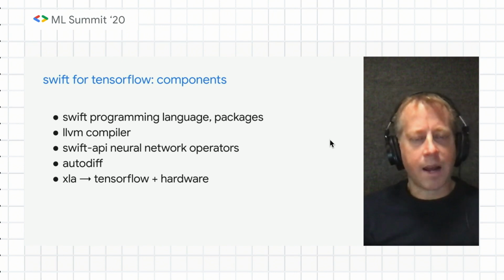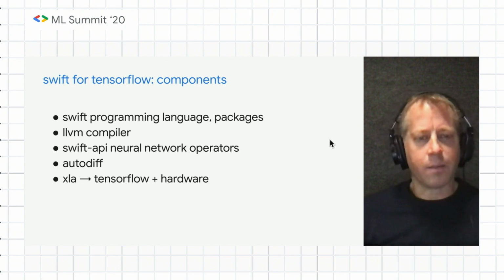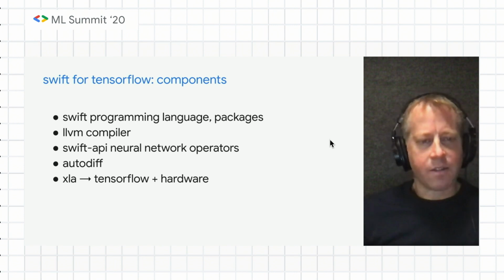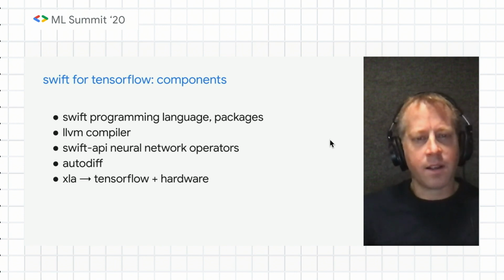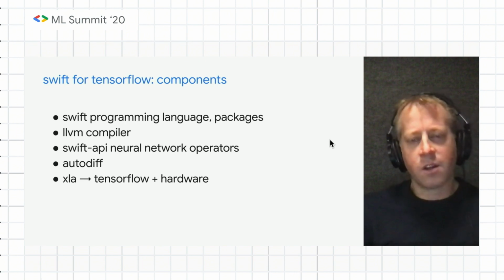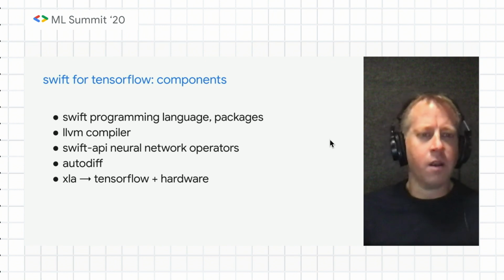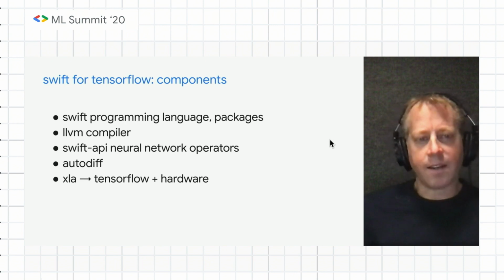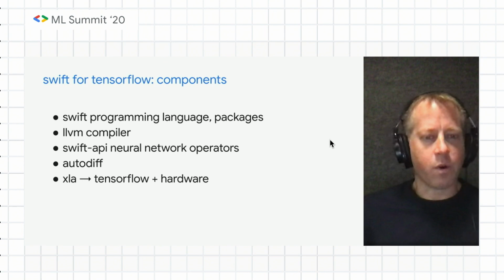The LLVM compiler is a large piece of Swift's power, and so we'll look a little bit at how that works. And then the Swift APIs proper are the core of Swift for TensorFlow. This is a set of neural network operators, although perhaps more broadly, you might think of them as being able to do math in general. The big thing that Swift for TensorFlow gives you under the hood is this idea of automatic differentiation. This is a really powerful tool that allows us to simplify building complicated neural networks. And so we'll try to break down how exactly that works.